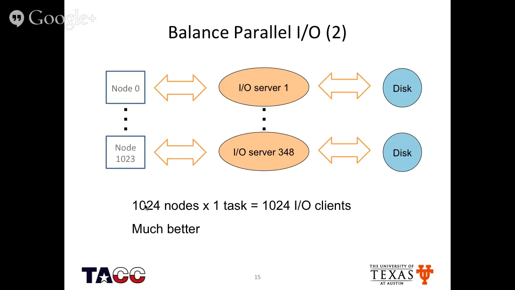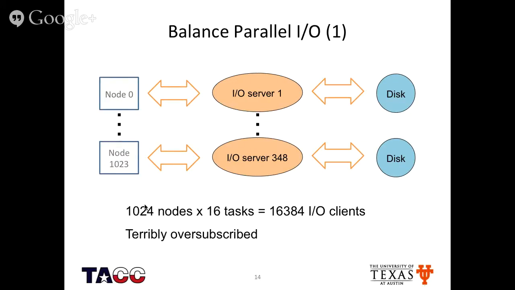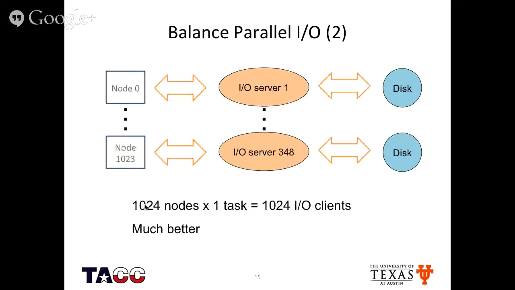Let's say, instead of having all 16 cores or all 16 tasks engaged in the process of writing, let me think about, how about having just one process on each node do the write part? Okay, that sounds better. This number was 16384. At least now it came down to 4 digits. 1024 I/O clients. Much better, but can we do better than that?